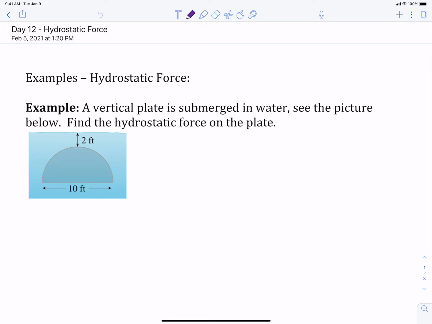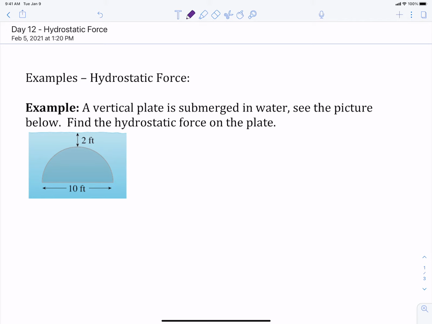I think the best way to think about this vertical plate sitting underneath water is to view it as maybe a window on the side of a pool or an aquarium. Like if you're at a big aquarium where you're looking at fish and they've got windows, this is essentially submerged in water and there's force pushing against it from that water. And so the question is how much force is pushing on this plate that's submerged in water?